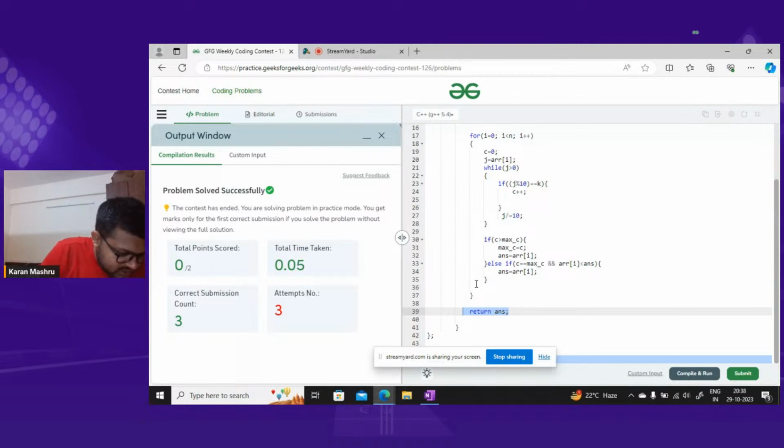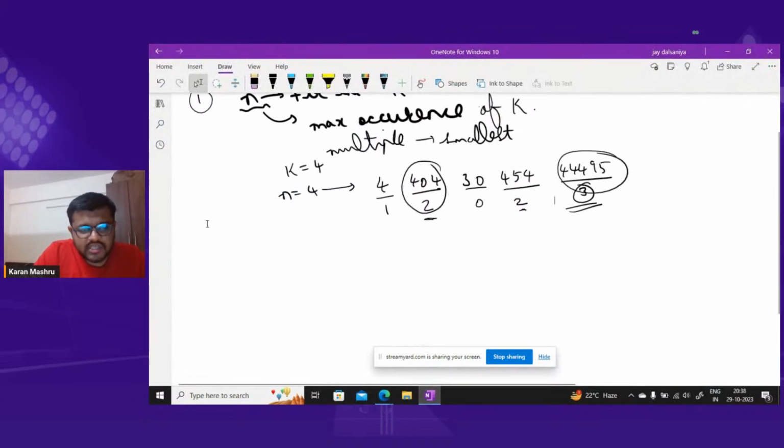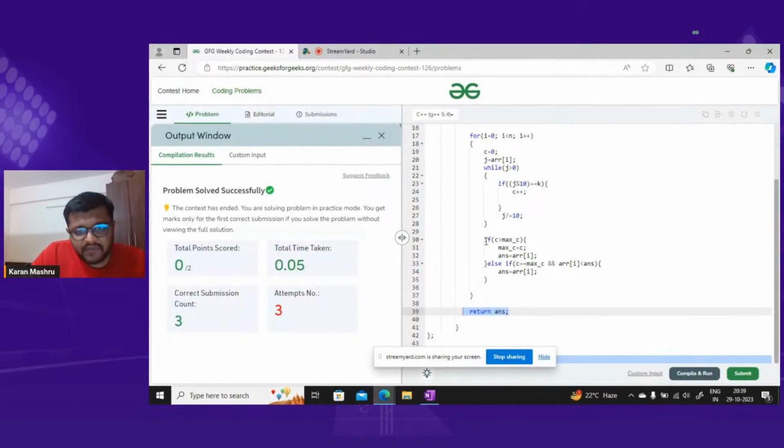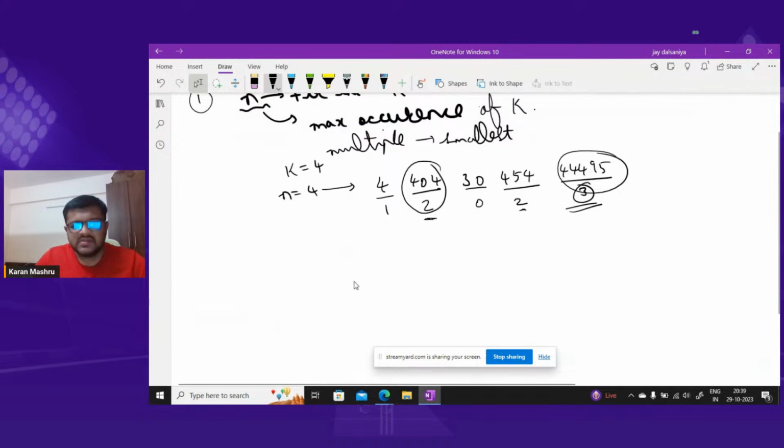Please share your code. Okay sir, please explain the if else block with an example. Okay, so I'll also share the code, but first I'll make you understand the if else block. So what is the if else block saying? If count is greater than max count, then update both. Else if count is equal to max count and array of i is less than answer, then update it. So what it basically says, consider this example. Initially your max count will be equal to 0, your answer will be equal to -1.